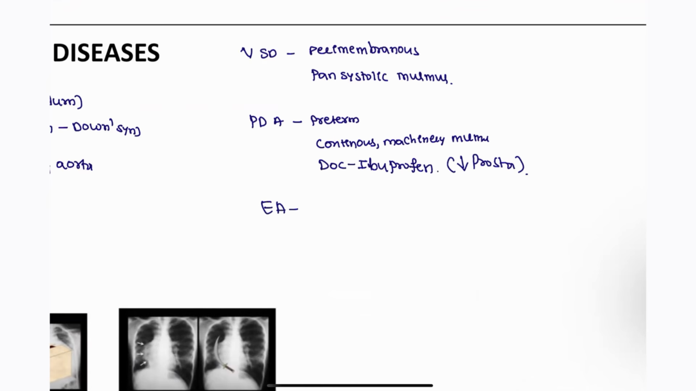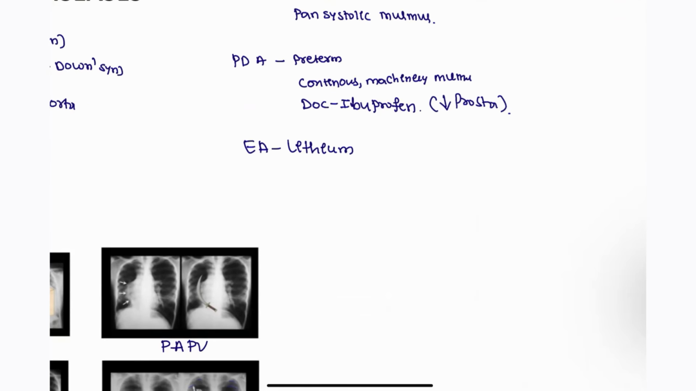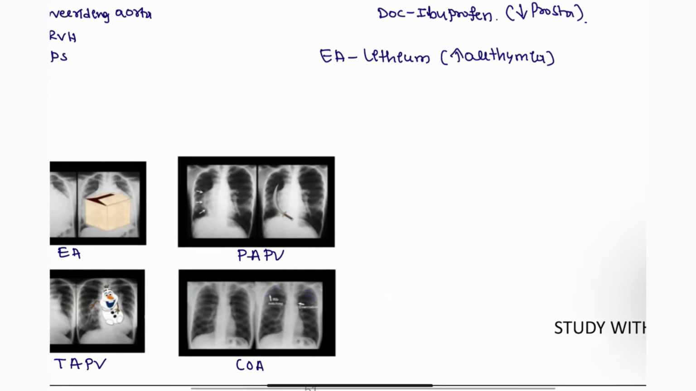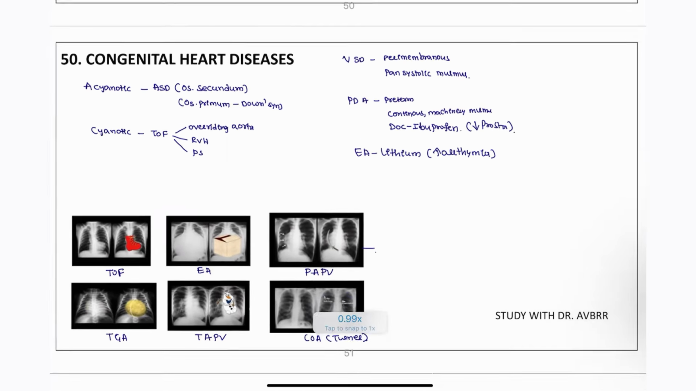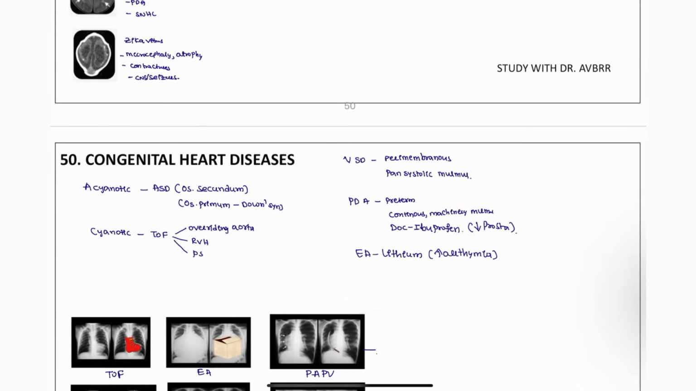Epstein's anomaly is associated with lithium exposure in the patient, and this will also cause an increased risk of arrhythmias when they are born. Next, total anomalous pulmonary venous return and partial anomalous return show the dagger sign. Coarctation of the aorta is associated with Turner syndrome. These are the important points that you have to take note of for these conditions.